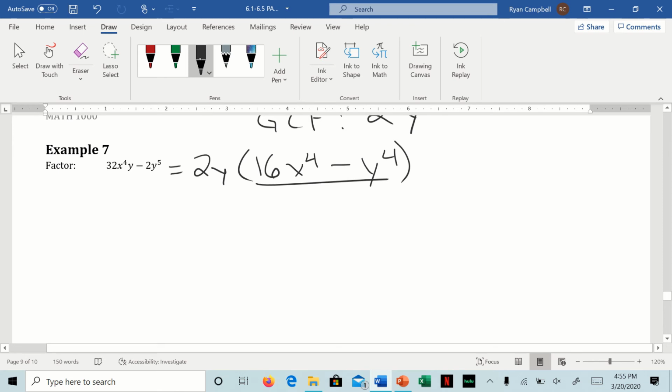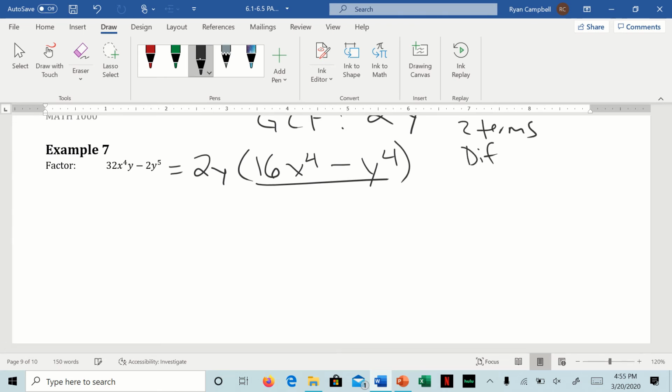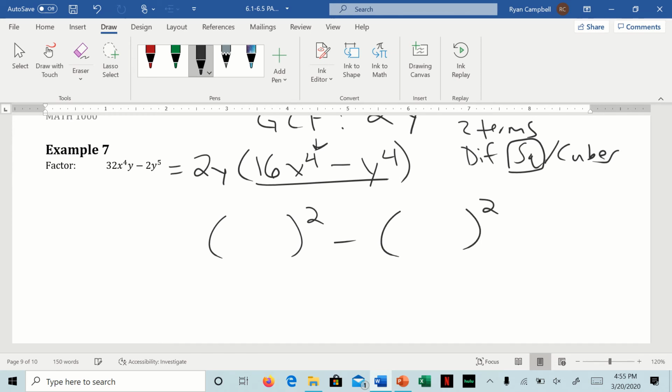So this is either going to be the difference, since it's 2 terms, going back to our sheet, it's the difference of squares or cubes. Since it's 4, it's probably going to be squares. We already saw an example where that was squares. It makes things a little easier. So what squared minus what squared? So what squared is 16? That's easy, that's 4. What squared is x to the 4th? Hopefully you were seeing the pattern that we've been doing this over and over again.